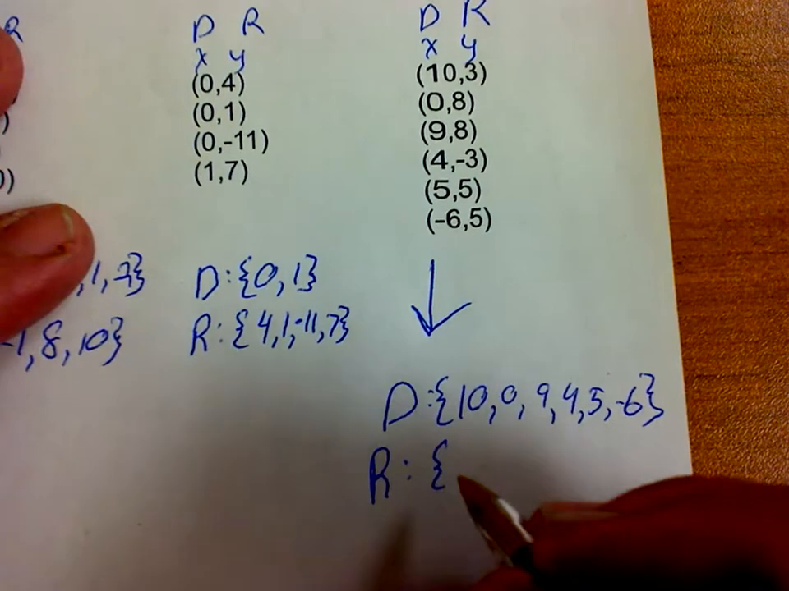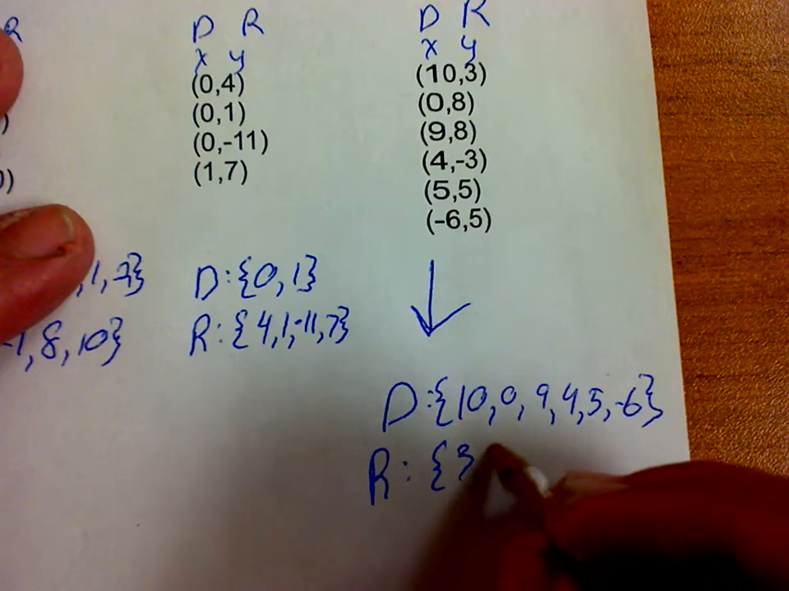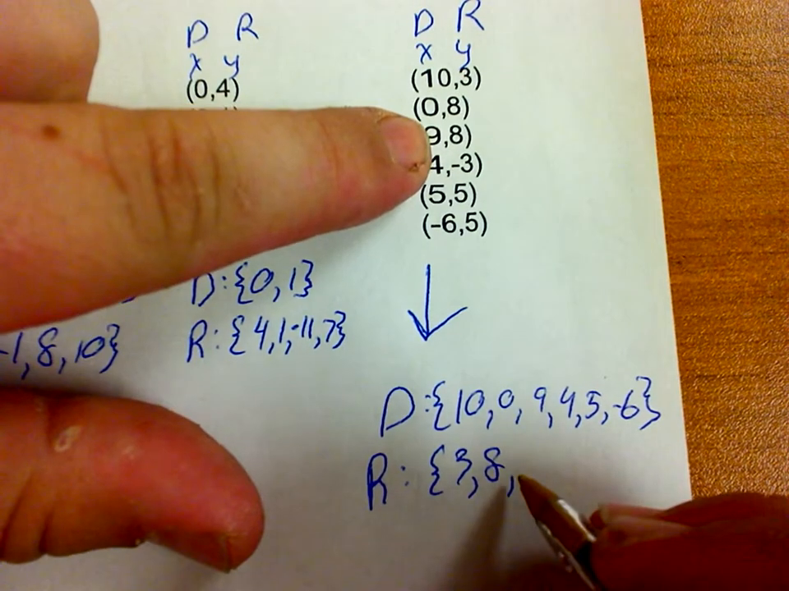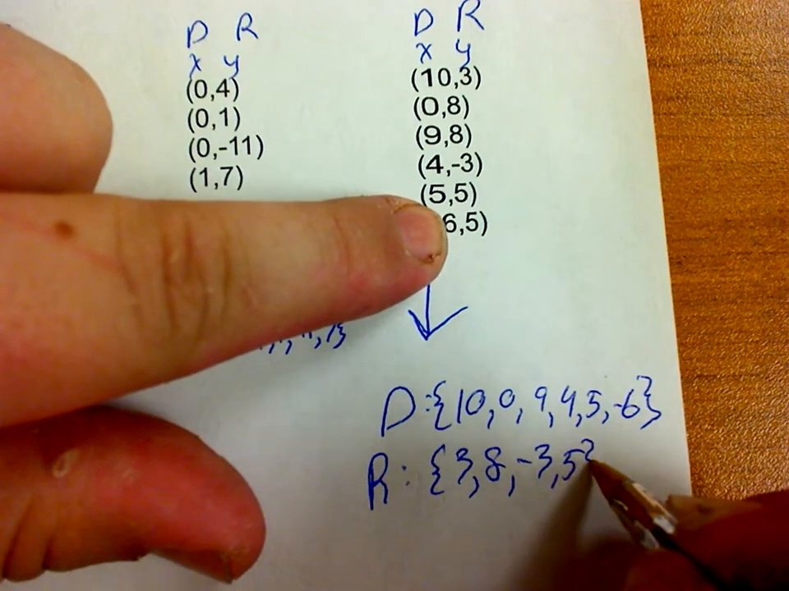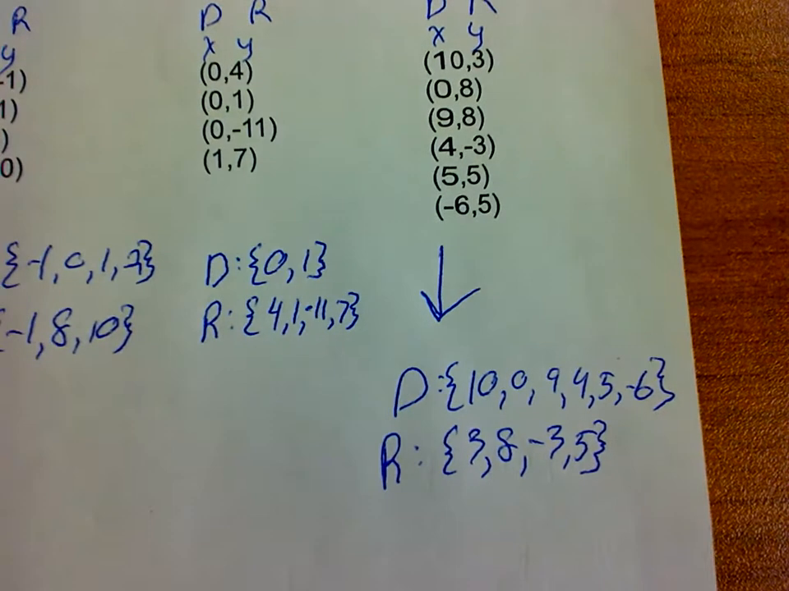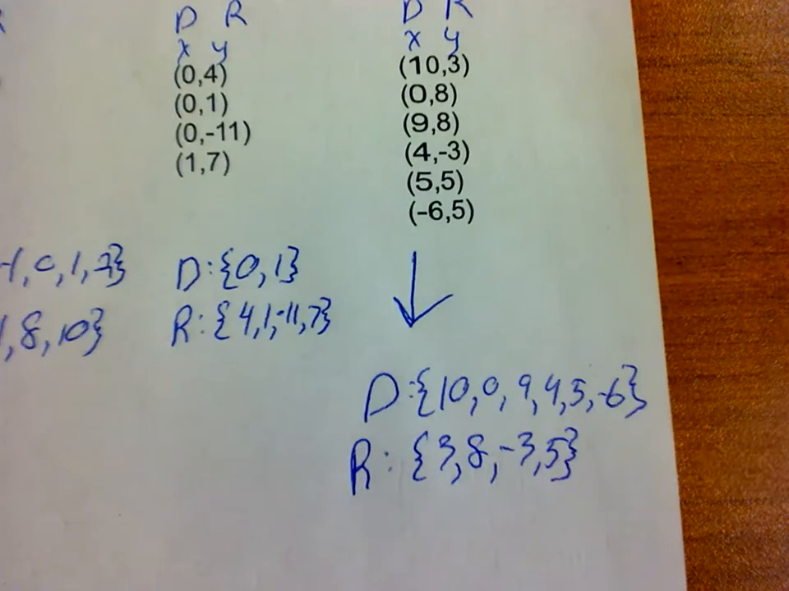So for the range here, we take a look at what we have. We have -3, we have 8, we have another 8, so we're only going to write it once, then -3, 5, and then we have another 5, so we're only going to write that once. And this will be our domain and range for that given set of 6 points.